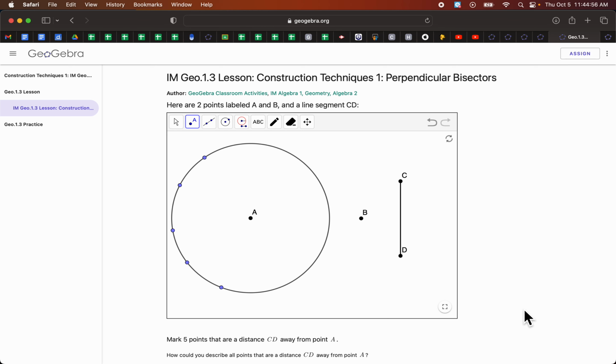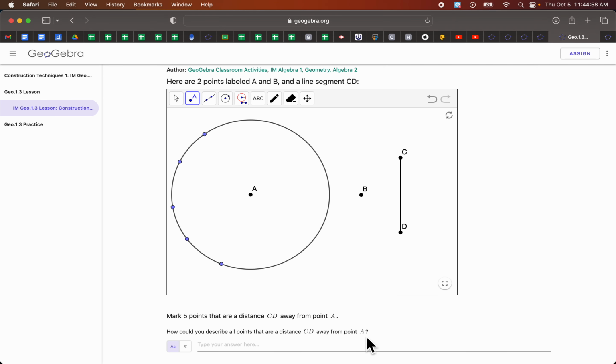Now, done. How could we describe all points that are a distance CD away from point A? Well, you could describe it as a circle with a radius of CD. The CD would be the radius of this circle around point A.